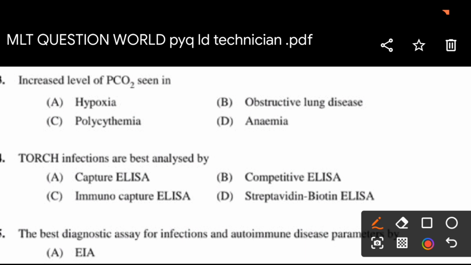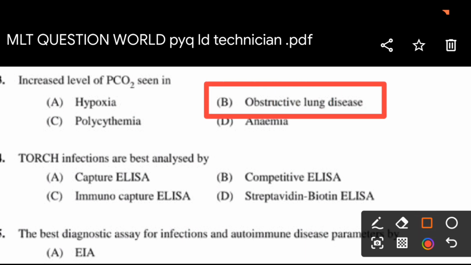Increased level of PCO2 seen in hypoxia, obstructive lung disease, polycythemia, anemia. The right answer is obstructive lung disease.